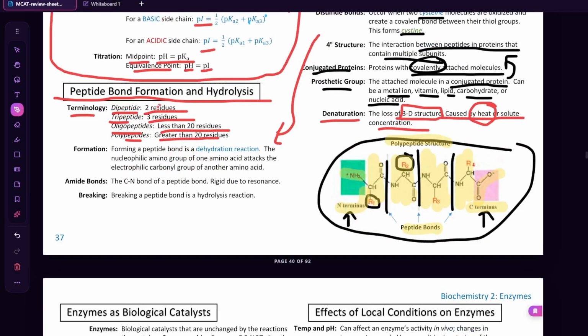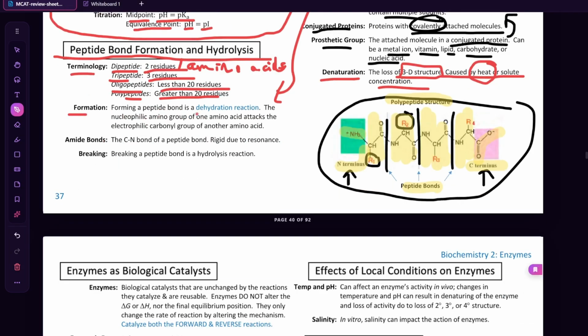So basically, instead of residues, you can think of it as amino acids. Two residues is 2 amino acids connected together, 3 amino acids connected together, and so on and so forth. Polypeptides are 20 or greater, right? 20 or more connected together.